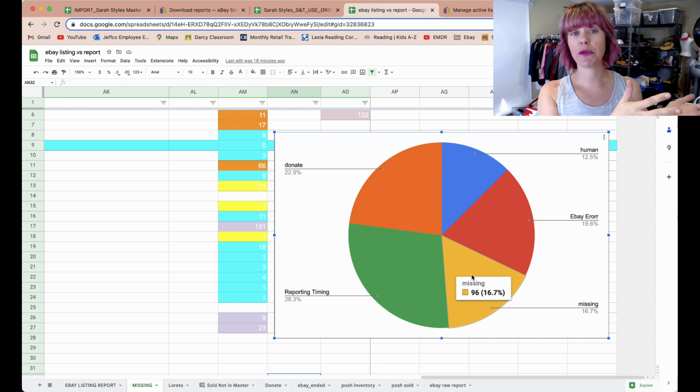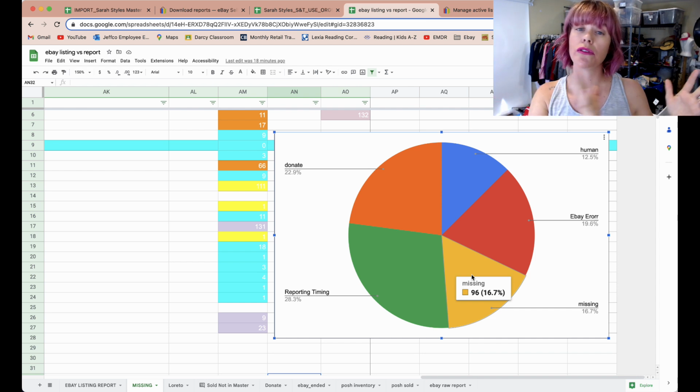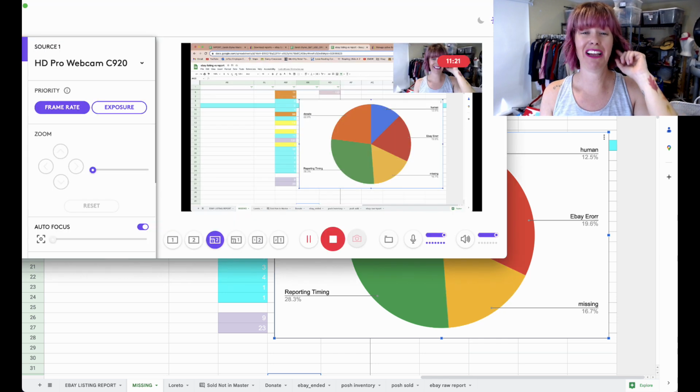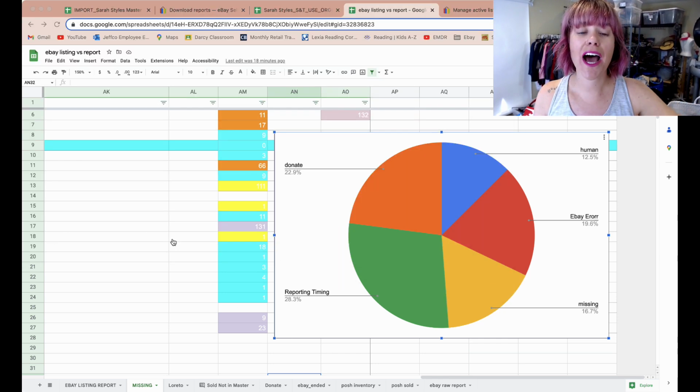They're not updated in my spreadsheet. I cannot find them on eBay in ended, in sold. And now eBay sold only goes back so far, but Poshmark sold I cannot find. I physically do not have 96 of these 500, and I cannot figure out why. So I haven't gone through each 96. I'm going to have to do it one by one to figure it out.